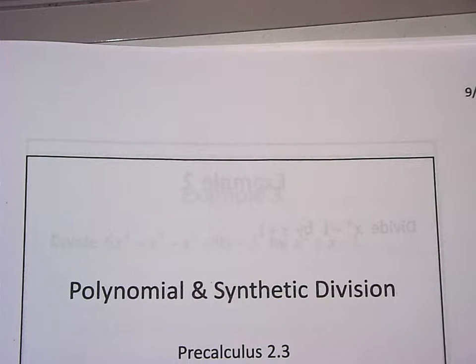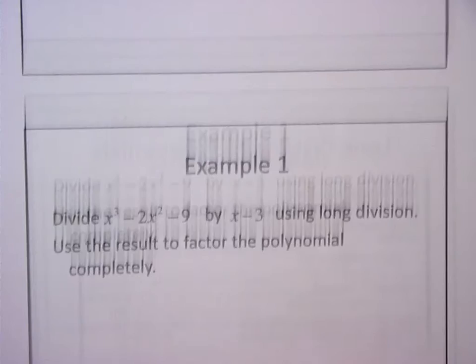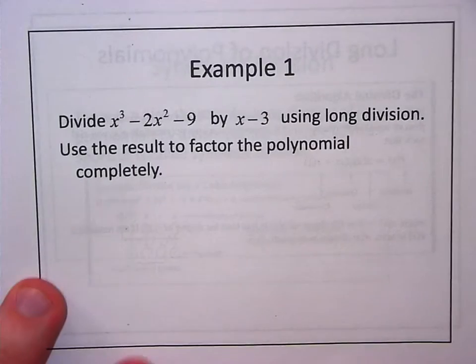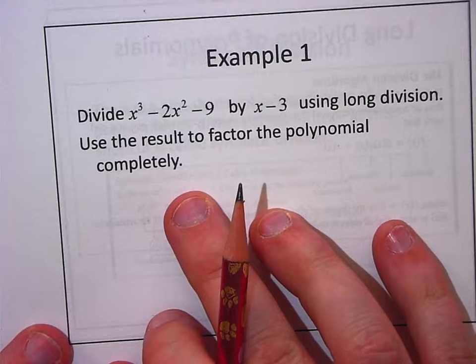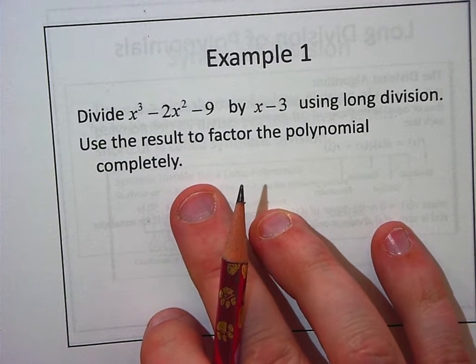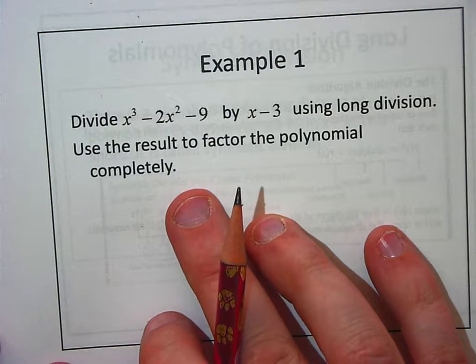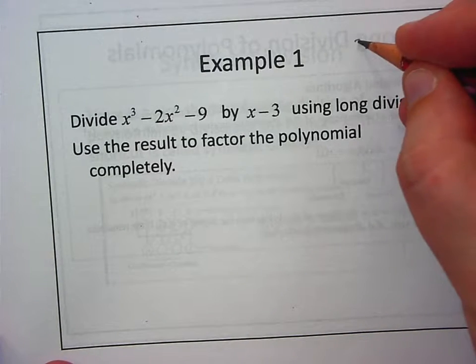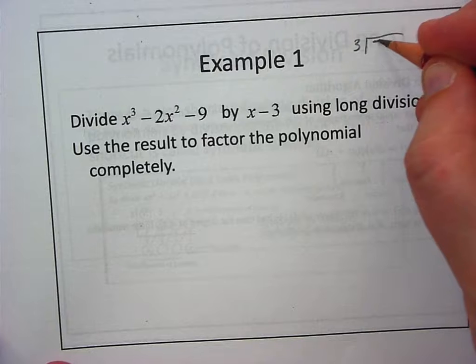Okay, so for synthetic and polynomial division, you will have to do these by hand, not just punch it in the program. If I have a problem that looks like this, I want to divide x cubed minus 2x squared minus 9 by x minus 3. Okay? This actually ends up being almost the same type of problem as if I asked you to divide 730 by 3.